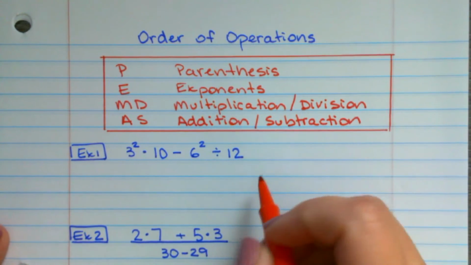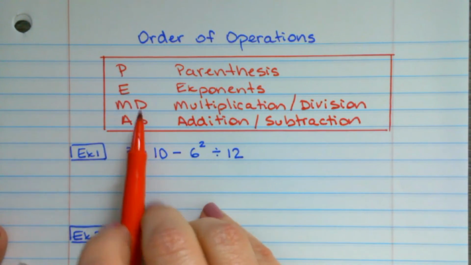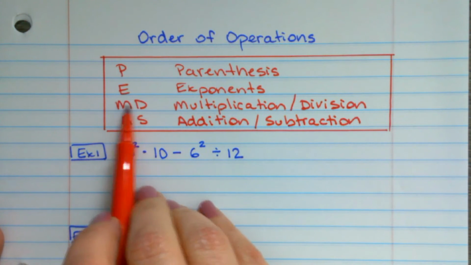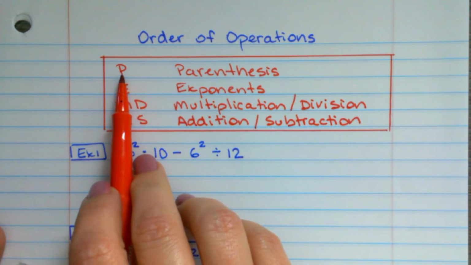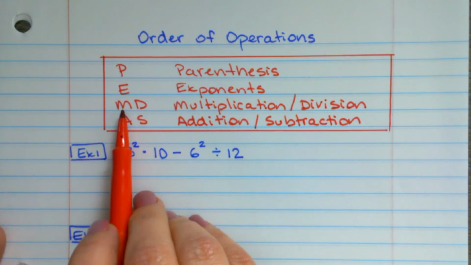Everybody. Today we're working on order of operations. PEMDAS, a good way for you to remember is please excuse my dear Aunt Sally. Or you can just remember P is for parentheses, E is for exponents in that order.